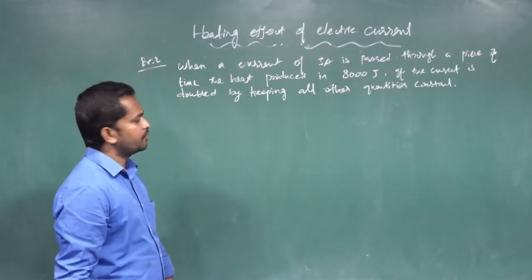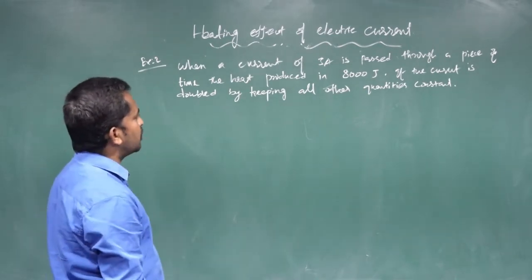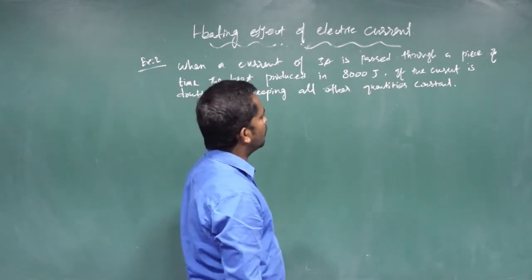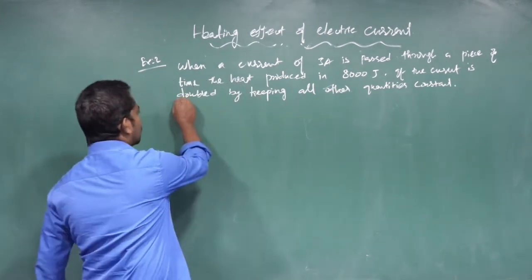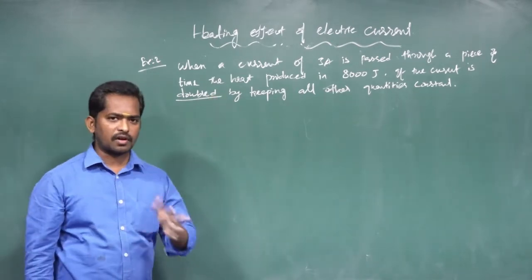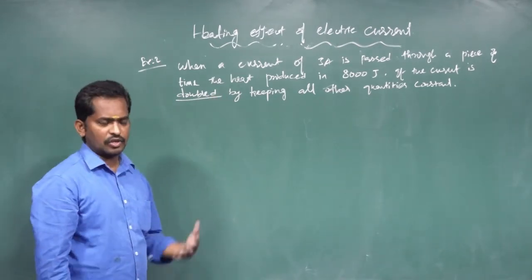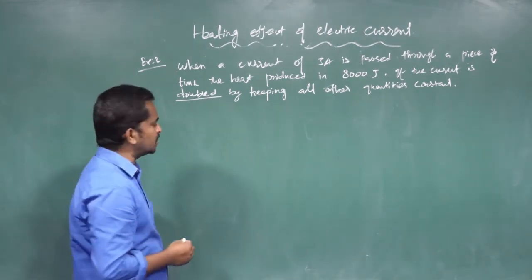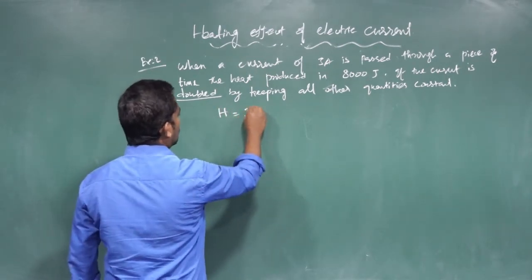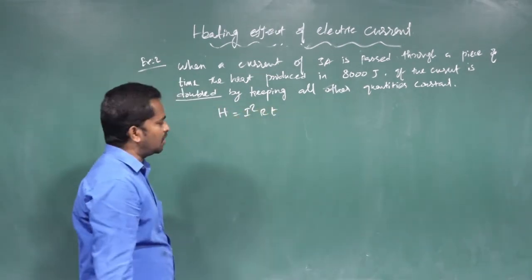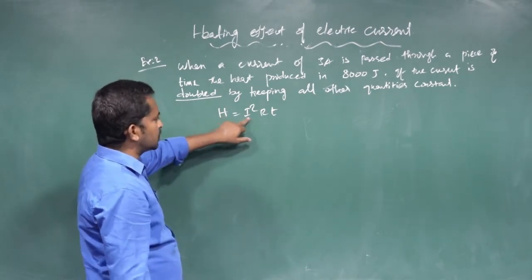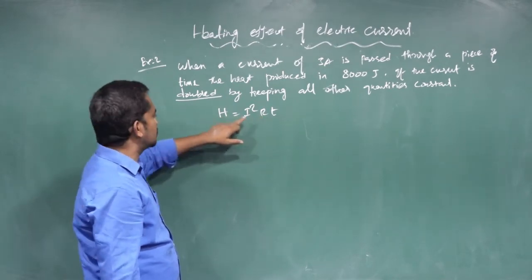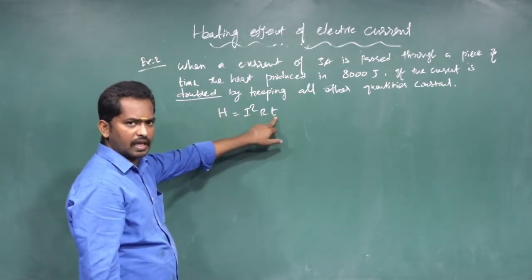Another example. When a current of 3 ampere is passed through a piece of wire, the heat produced is 8000 joule. If the current is doubled, keeping all other quantities constant, what happens to the heat energy? You know well, according to Joule's law of heating, H is equal to I square RT. Heat energy is directly proportional to the square of current, directly proportional to resistance, and directly proportional to time.